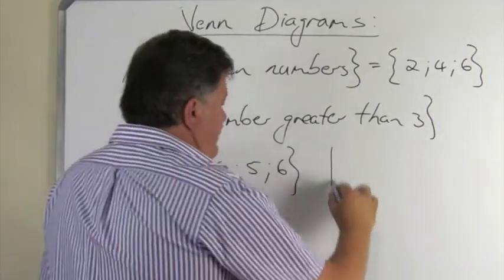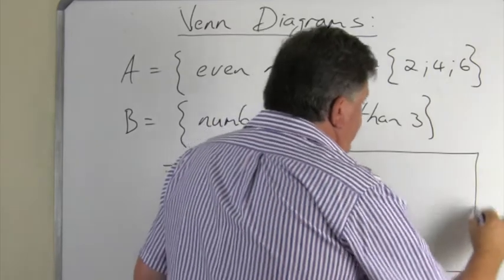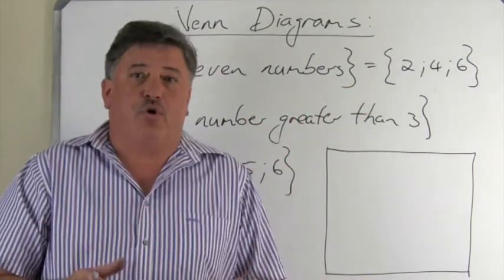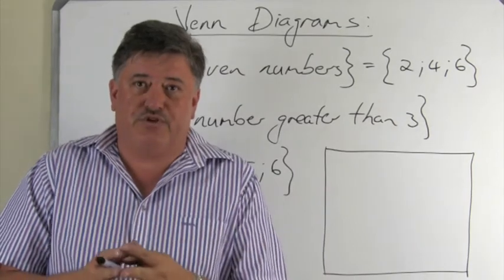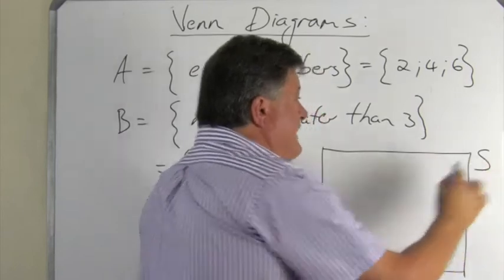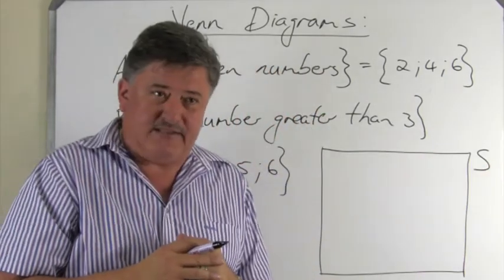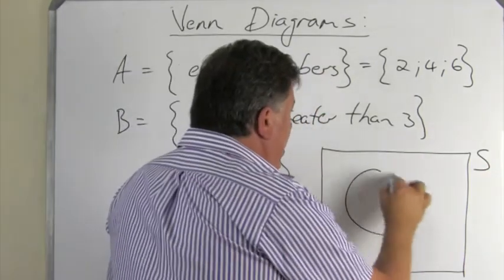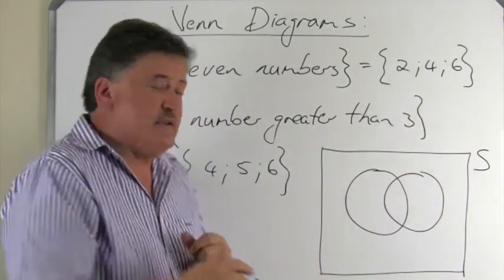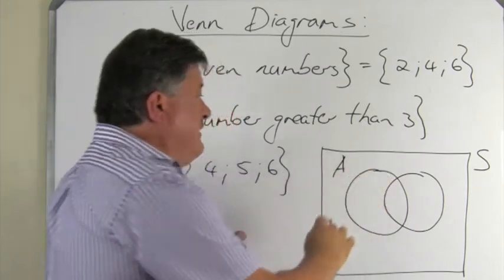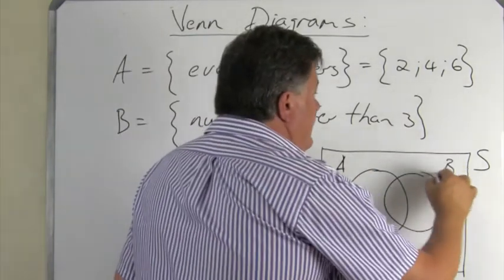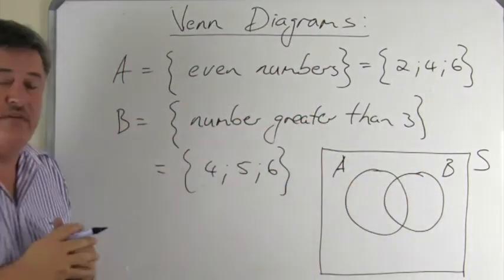First of all, we draw the sample space. Now, the sample space includes all possible outcomes, which will be the numbers from 1 to 6. And we call it S for sample space. Now we have two events within our sample space. The one is A, as you can see, the even numbers, and the other one B, numbers greater than 3.